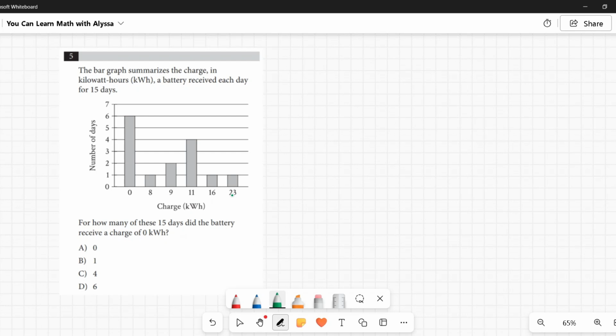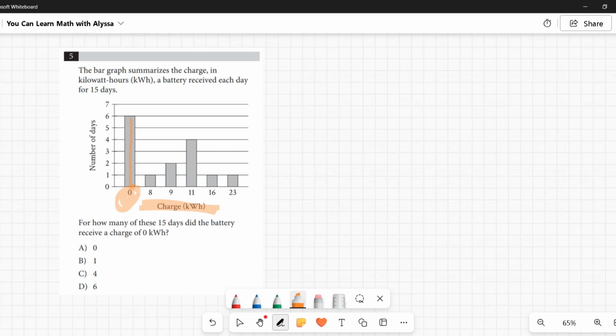Number 5. The bar graph summarizes the charge in kilowatt hours a battery received each day for 15 days. For how many of these 15 days did the battery receive a charge of 0 kilowatt hours? Okay, so if I look down here, these are my kilowatt hours. I look for 0. There it is.